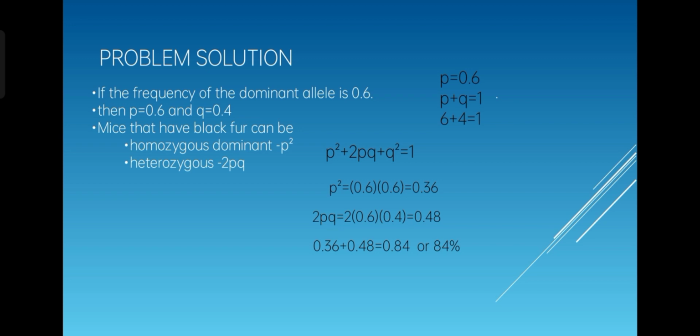So now we are going to use the second equation, which is p squared plus 2pq plus q squared equals 1. Our p squared, or homozygous dominant, equals 0.6 times 0.6, which is 0.36, and our heterozygous is 2 times p times q, or 2 times 0.6 times 0.4, which equals 0.48. 0.36 plus 0.48 equals 0.84, or 84%.